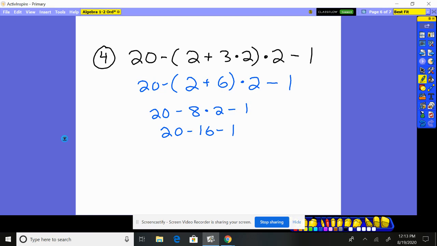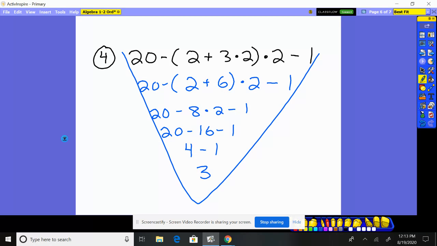2 subtraction signs. Same value. We will do them in order left to right. So 20 minus 16 first is 4. Minus 1, and 4 minus 1 is 3. And again, notice how it comes down sort of in that nice slice of pizza, the V, the Christmas tree. We can see one step at a time, and it's easy if we made a mistake to find it.